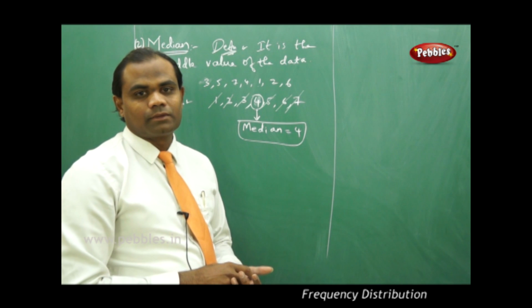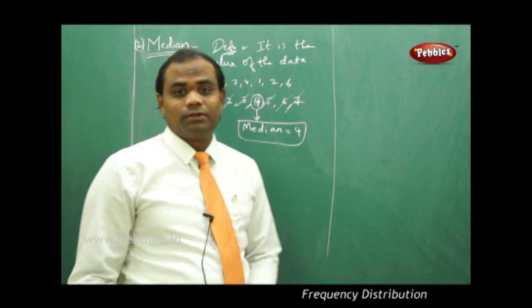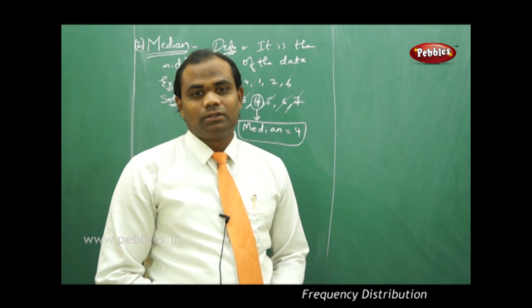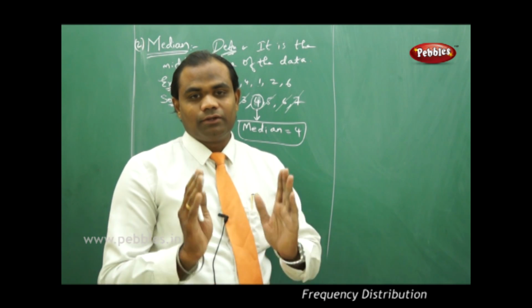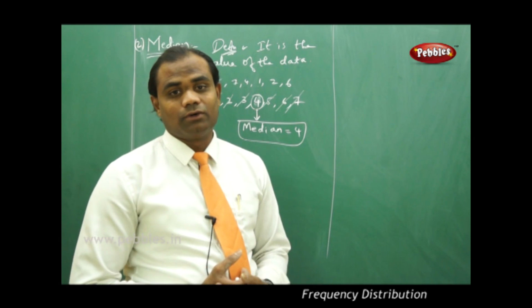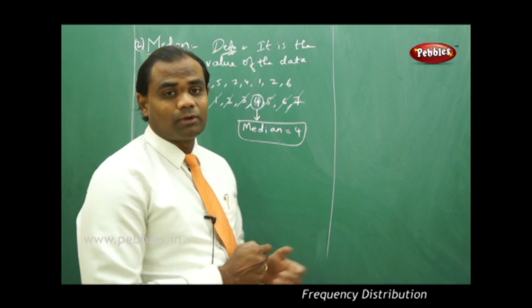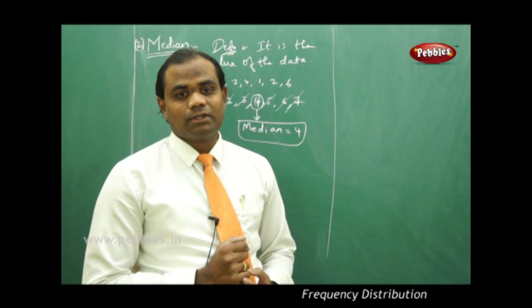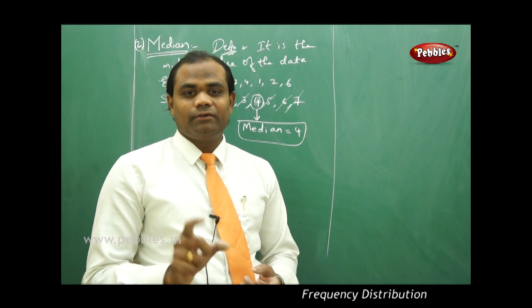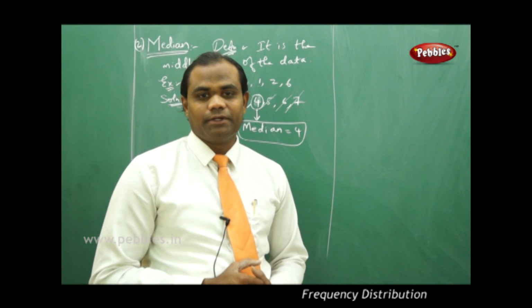So for any data, we just find the median by writing it in order and then identifying the middle value. But now the question arises, what if there are two middle values in the entire data? How do you calculate the median when you have two middle values for an even number of data? For an odd number of data, you have only one middle value, but for an even number of data, you have two middle values, and the median would be the average of those two middle values.